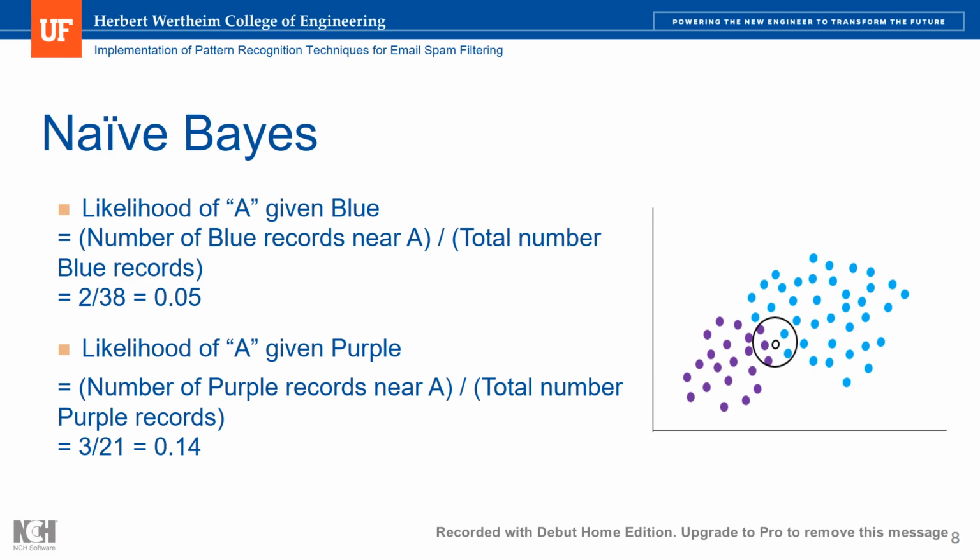The next type of probability is the likelihood probability. As seen in the figure, the new point A needs to be classified. The likelihood of the point A being blue is given by the formula: number of blue records near A divided by the total number of blue records. That amounts to 2 by 38, which is 0.05. Similarly, the likelihood of A being purple amounts to 0.14.